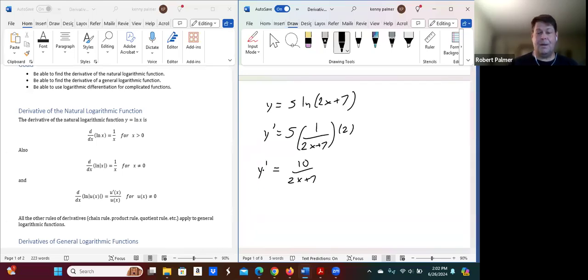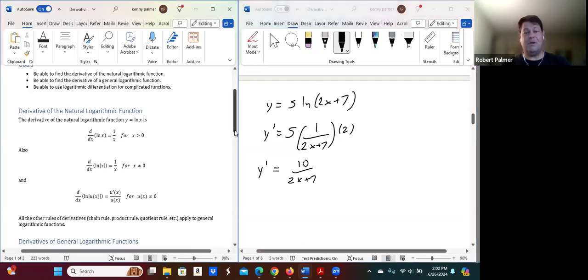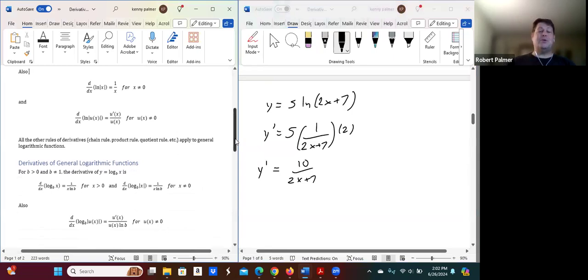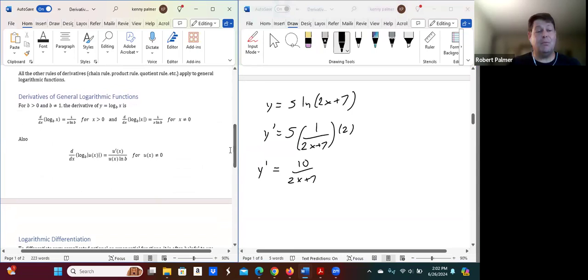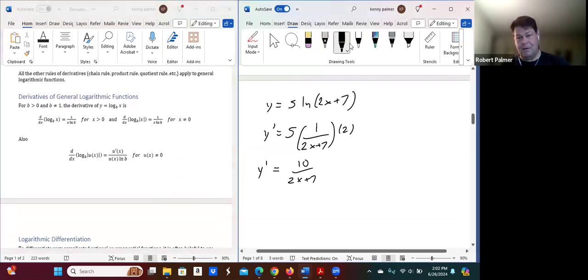Okay, now the next thing I want to take a look at is what if we have a different log? Instead of log base e, the natural log, what if we have other logs? As we'll see, we essentially have the same process. Okay, so let's actually make a line here.